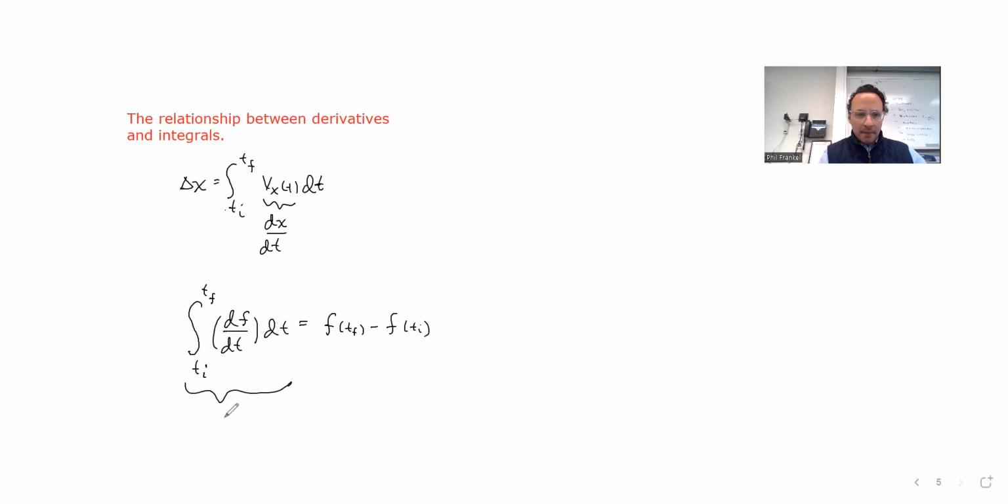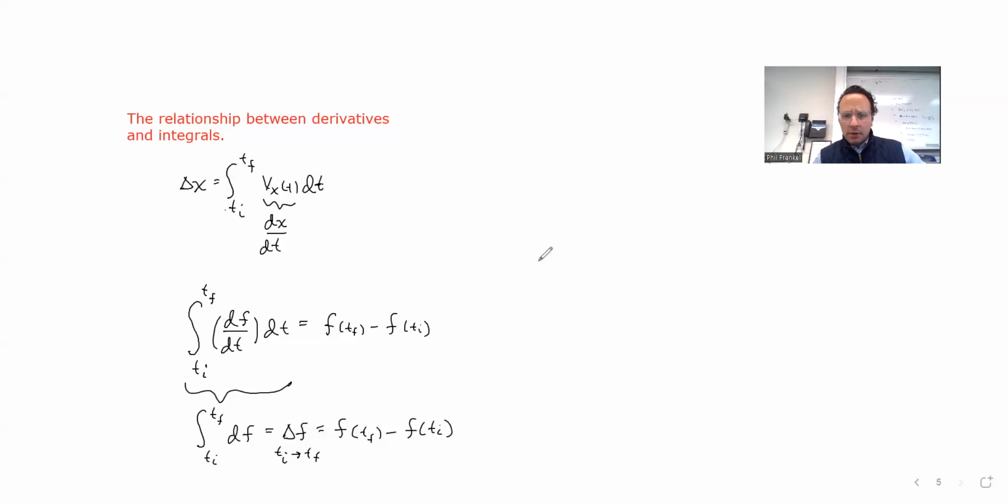If you imagine it like that, then you're imagining that you're adding up, you're integrating, from t initial to t final, all the little df's. But all the little df's are all the little changes in f. What if I add up all the little changes in f between t initial and t final? Then I get delta f, the overall change in f between t initial and t final, which is just the function evaluated at t final minus the function evaluated at t initial.